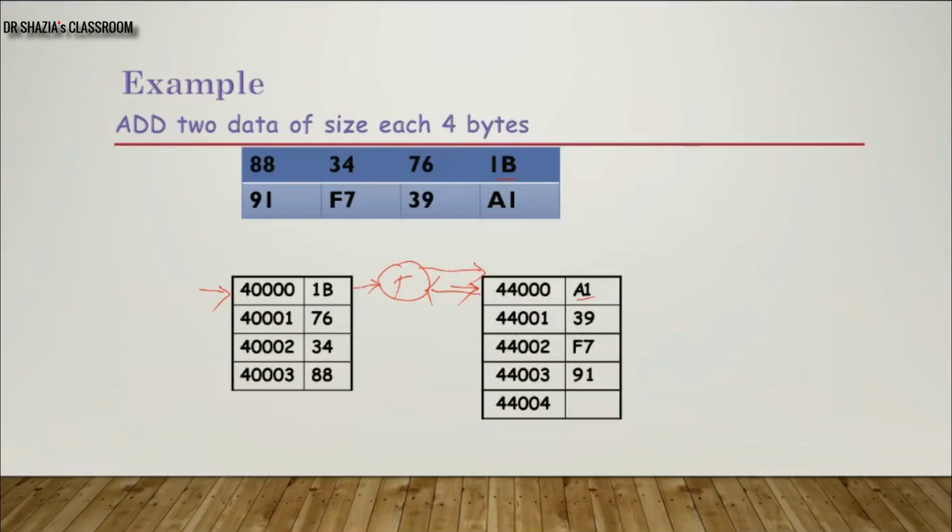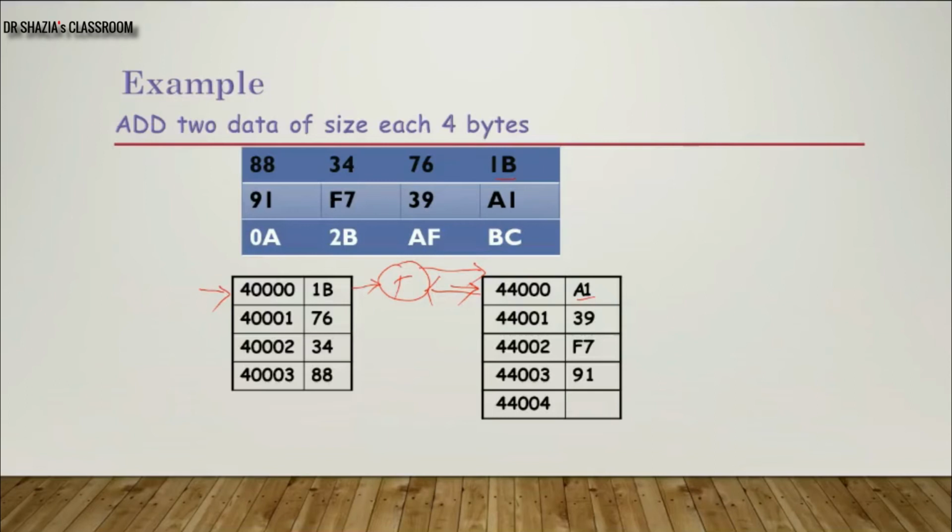Here I have shown the result of performing the addition. We always start addition from the LSB byte. B plus 1 is C, A plus 1 is B. So when I'm adding the LSB byte of data, my result will be BC, and it will be stored in memory location 44,000.